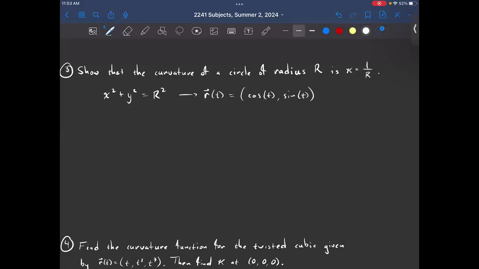Now our curvature is the norm of the derivative of the tangent vector. So we can do this in a couple of different ways, but if we're just using those formulas directly, we need this.